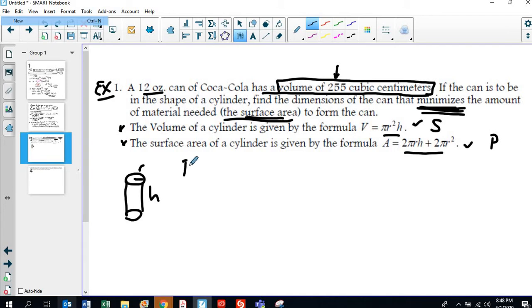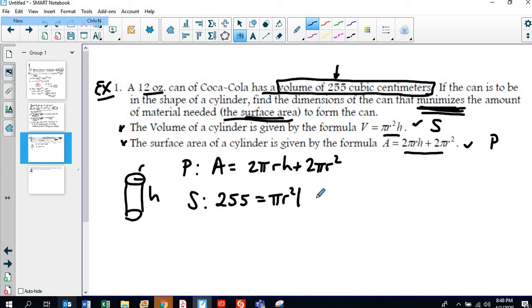Okay? So your primary function, therefore, is this area function, which, as we mentioned, has two variables, r and h. You have your secondary equation, which is volume, but the volume is a fixed amount, 255 cubic centimeters, and that's supposed to be pi r squared h. So what we're going to do is take this and solve for one of the variables.